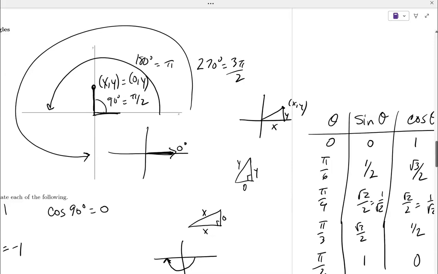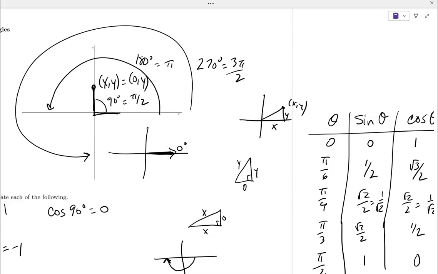But notice that when we talked about being on the y-axis, you don't go left or right at all. So your cosine would be 0. And then your sine would be 1. If you're on the x-axis, you don't go up or down at all. So your cosine would be 1 and your sine would be 0. In that case, it's flip-flop again. Okay.